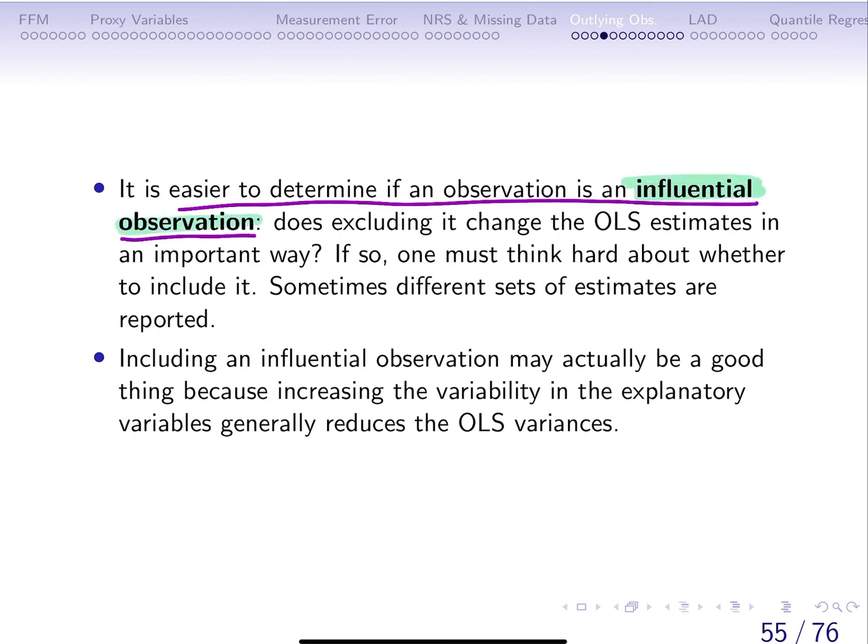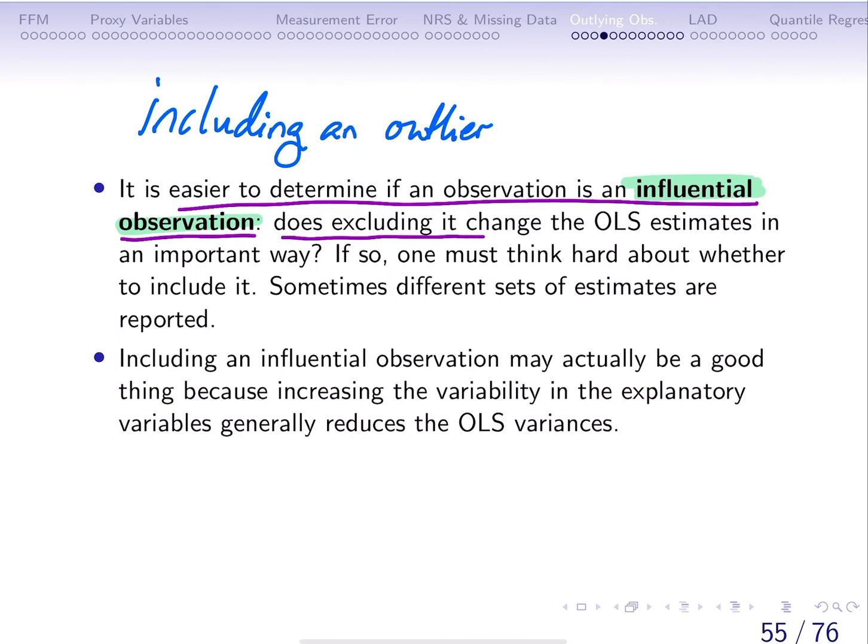If including an outlier significantly changes your estimates, then it's probably an outlying observation. It's basically influencing your regression enough to change something about it. So ask this question: does excluding it change the OLS estimates in an important way, or does including it change the OLS estimates in an important way? If so, then we must think hard about whether to include it or not.